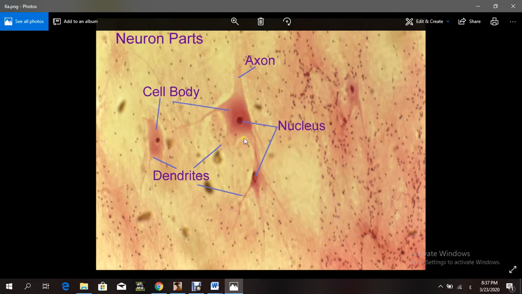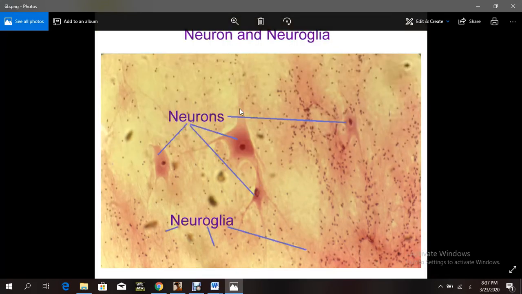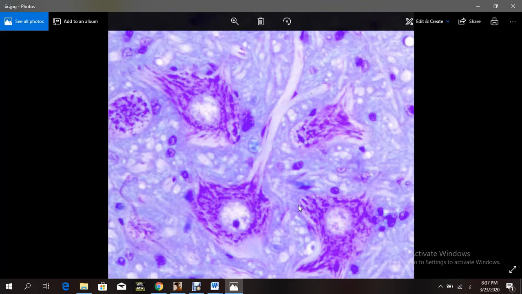Perikaryon, axon, dendrites of the neuron. This is the nucleus surrounded by the Nissl bodies. Again, the same slide, many neurons, small cells representing neuroglial cells. Neuron, the axon, and Nissl bodies, nucleus, another perikaryon of the neuron.